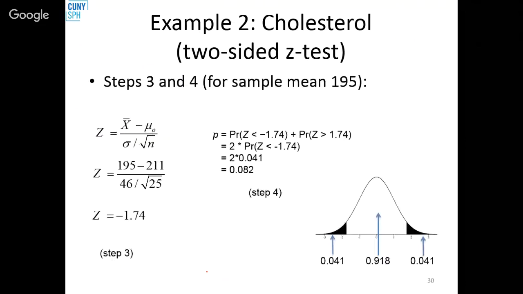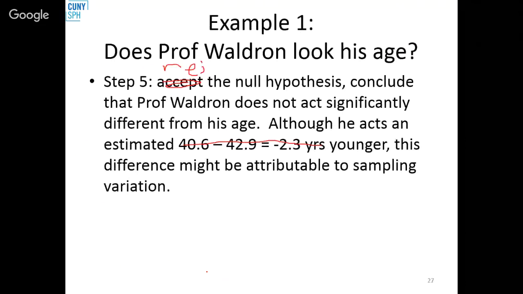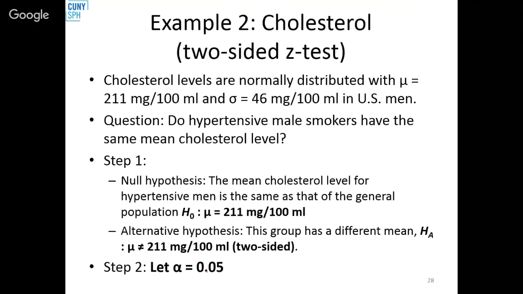Lots of examples in here for you to enjoy later, but I'm not, oops, I'm going backwards, that's why.